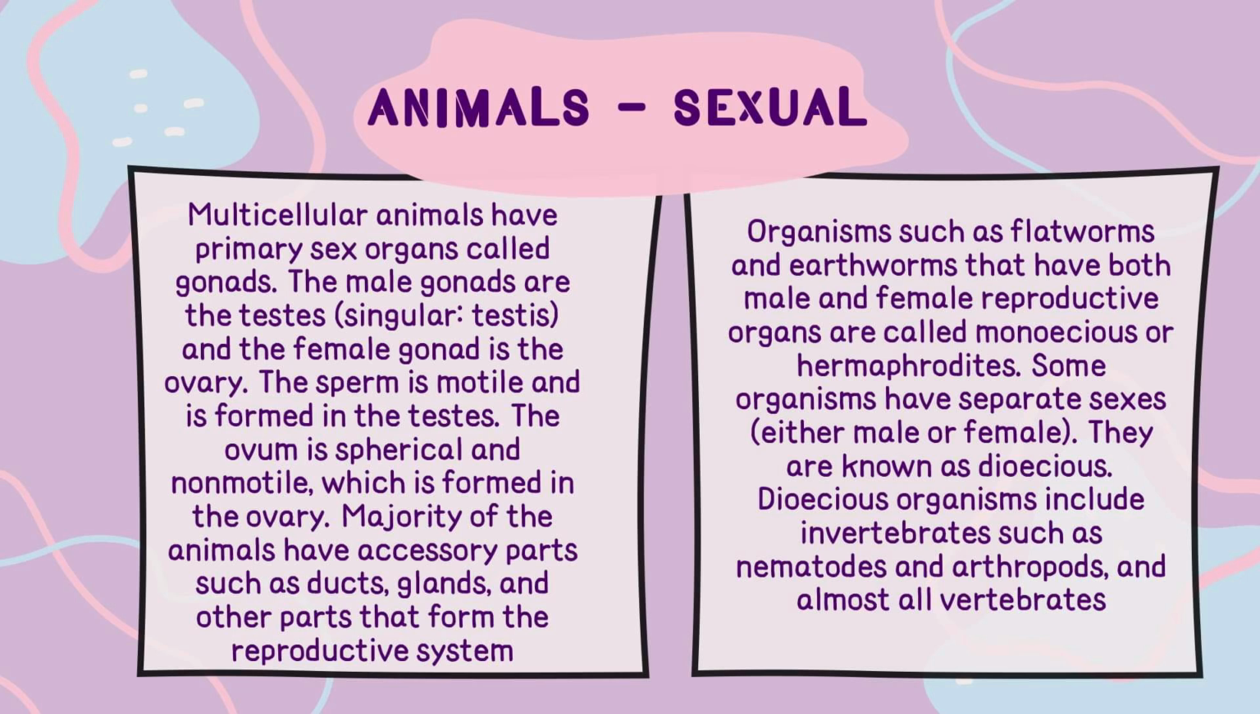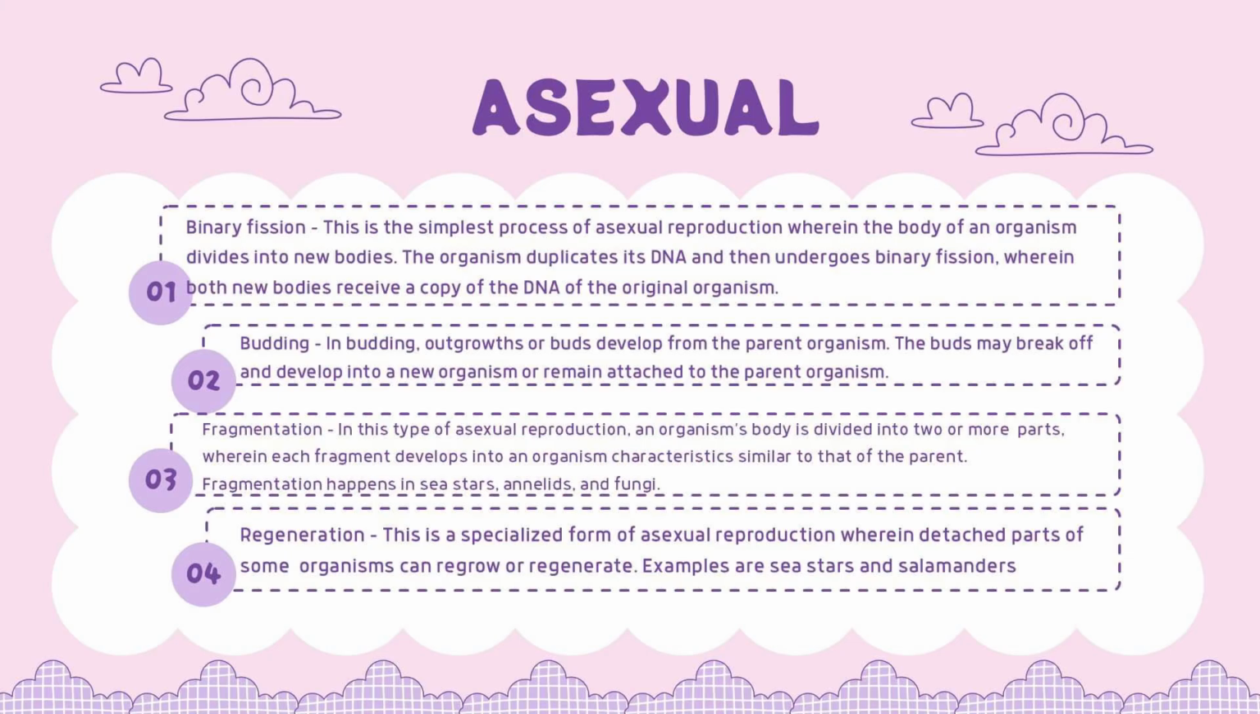So, dioecious includes invertebrates such as nematodes and arthropods and other vertebrates. So, sana alam niyo ibig sabihin ng invertebrates tsaka vertebrates. When we say vertebrate, ibig sabihin may mga buto. Kapag ka naman invertebrate, wala. Okay, parang bulate, ganoon. Okay, so that is the sexual reproduction in animals. The asexual reproduction in animals.